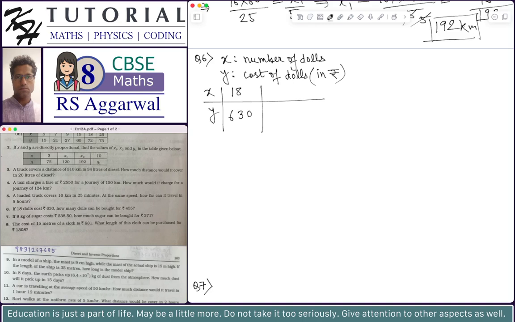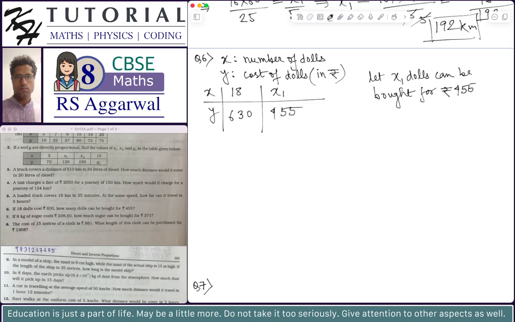Now it is asking how many dolls can be bought for rupees 455. So let x1 dolls can be bought for rupees, how much? 455. So we are assuming that x1 is the number of dolls that can be purchased for rupees 455. So now we can enter the values, enter the data x1 and 455 in the table.